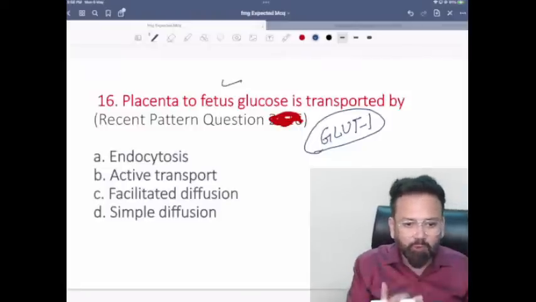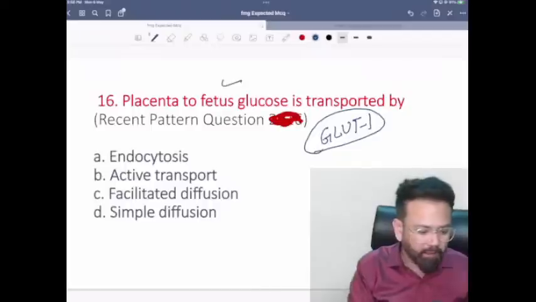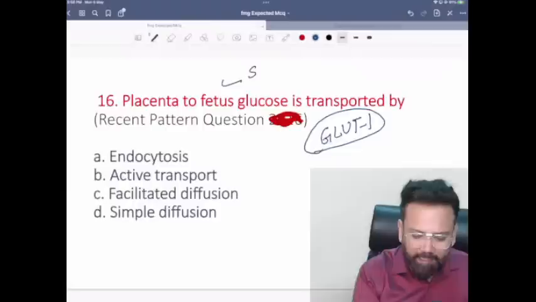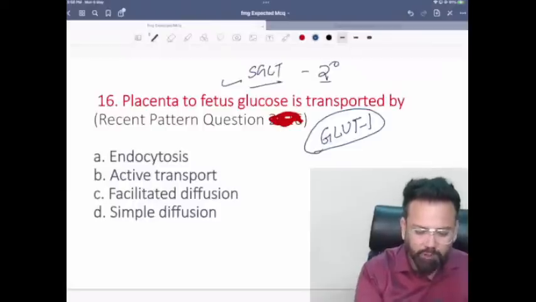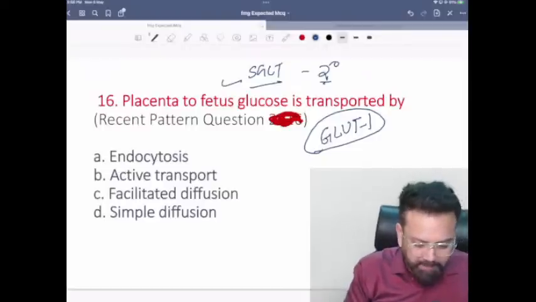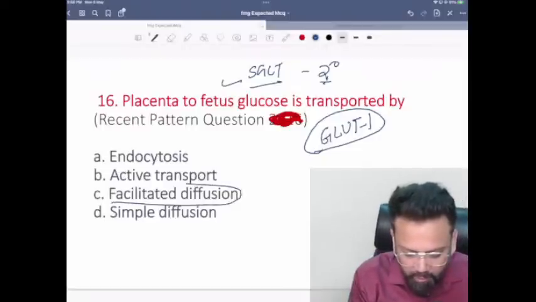So, placenta to fetus glucose is transported via GLUT. You know that GLUT? Okay, there is SGLT. SGLT is for kidney and intestine, and this is a secondary active transporter. But what is GLUT? Very good, excellent, all are correct.